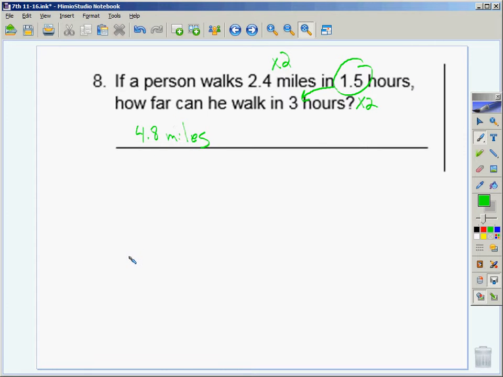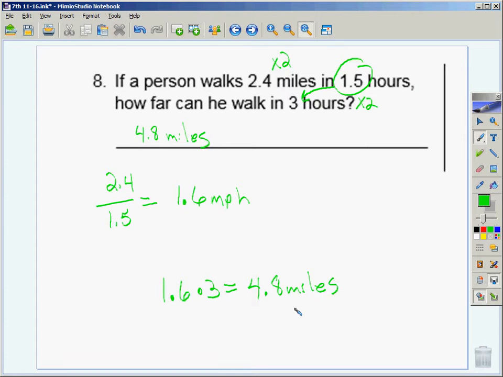That's the easiest way. The other way that you could have done it is you could have taken 2.4 divided by 1.5. That would have given you miles per hour. 2.4 divided by 1.5 would have said that you're walking at a rate of 1.6 miles each hour. If I can walk at a rate of 1.6 miles each hour, and I'm walking for 3 hours, I will walk 4.8 miles in that 3-hour period of time.